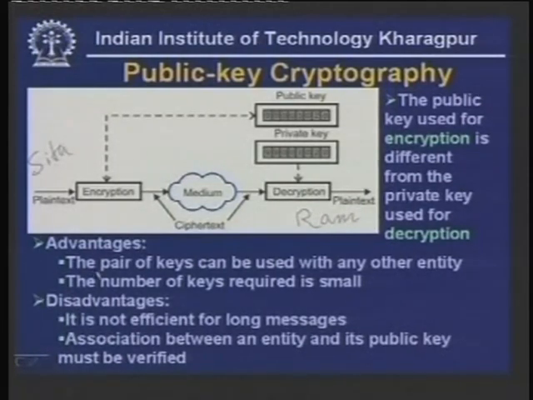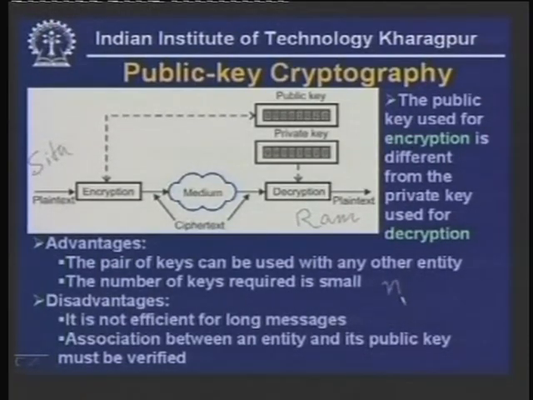So, here we can see the pair of keys is used with any other entity. That means instead of Sita, if somebody else wants to send another message, they can use the same public key to perform encryption and send it to RAM. As long as the private key is not disclosed and is known only to RAM, RAM can decrypt a message sent by any person apart from Sita when it is encrypted by the public key of RAM. So, in this case the number of keys required is very small.